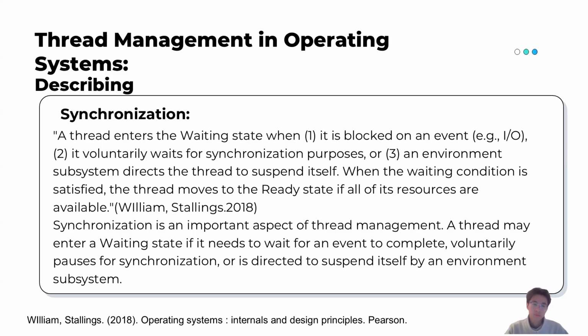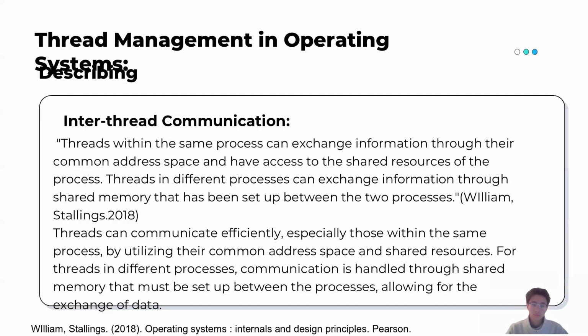And then synchronization. Synchronization is an important aspect of thread management. A thread may enter a waiting state if it needs to wait for an event to complete. And then inter-thread communication: threads can communicate efficiently, especially those within the same process, by organizing their common address space and sharing resources.